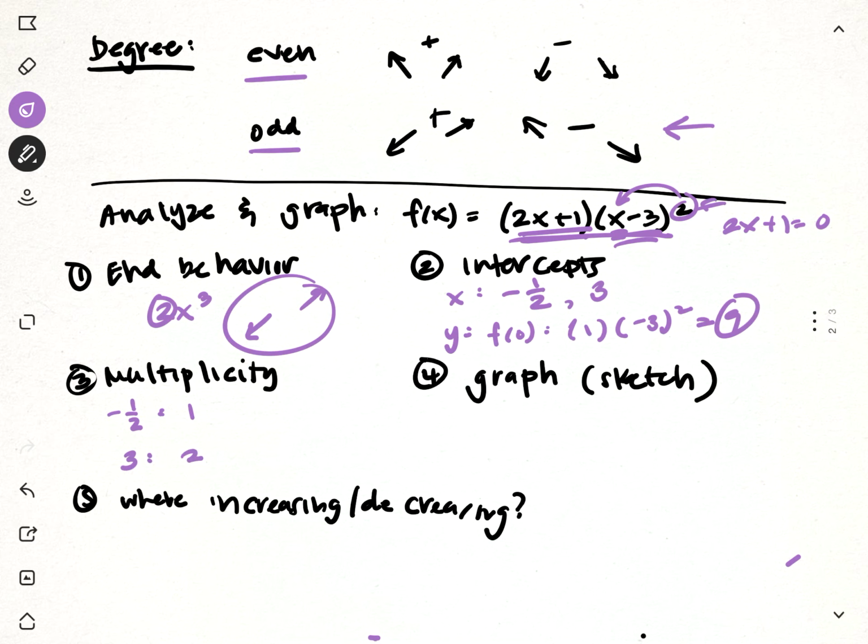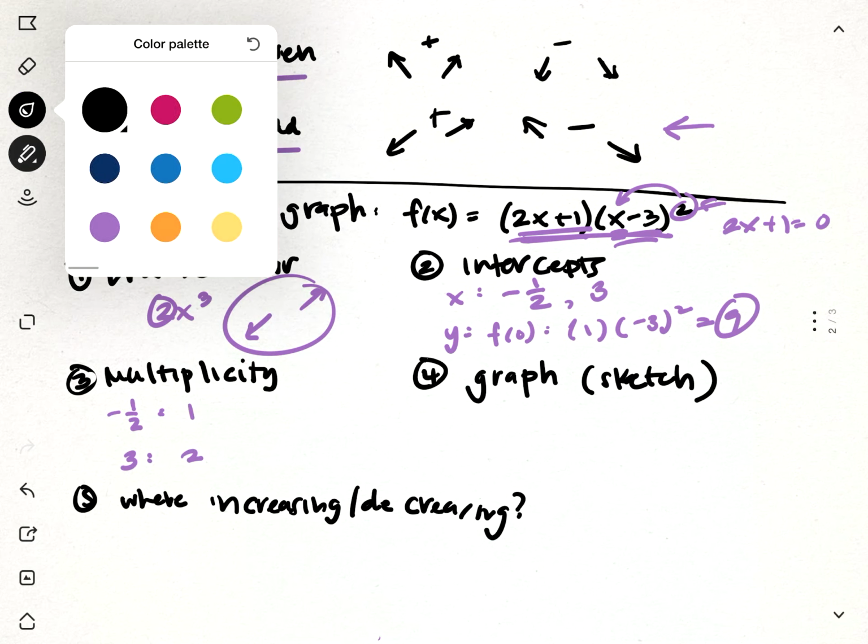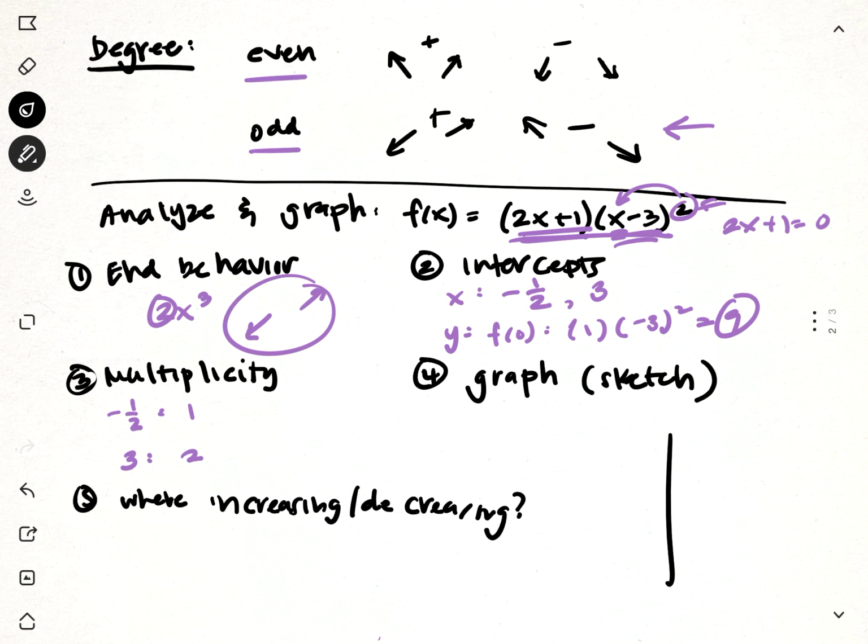So let's kind of graph what this would look like. Let's just draw a rough graph from what we know already. Okay, so we have a y-intercept of 9. So I'm going to mark that. Doesn't matter exactly where it is. We have a 0 at -1/2, so we're going to mark that. We have another 0 at 3. All right, so we marked everything in there.